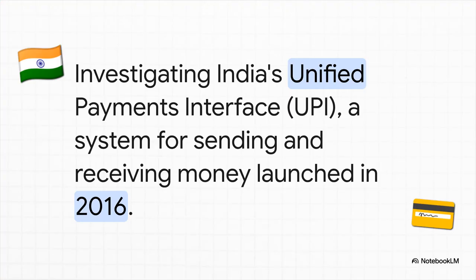Our investigation is going to center on one of the biggest real-time payment systems on the planet, UPI. It was launched back in 2016 by the National Payments Corporation of India, and it handles billions, with a B, of transactions. So yeah, when something goes wrong here, it affects millions of people.